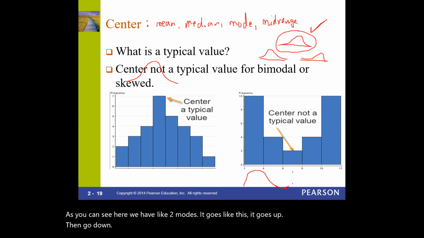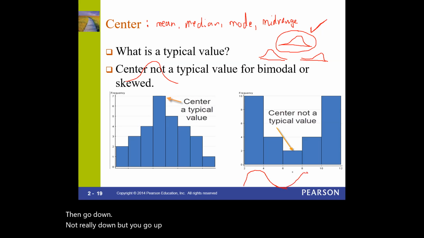Not really down, but it goes up again. Okay, so you have two modes here. So you say the center is not a typical value for the data set. Compare that to here, where we have only one mode, which is the thing that we're looking for. We want that unimodal.